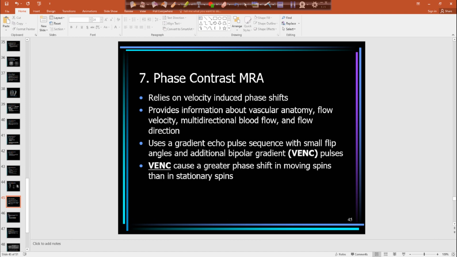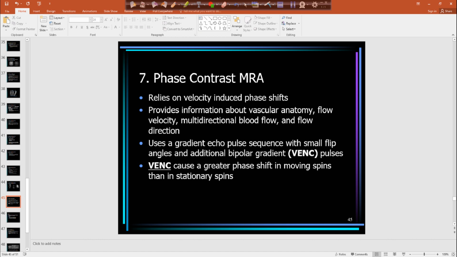All right. And then last but not least is our phase contrast MRA. Our phase contrast relies on velocity-induced phase shift. So remember, our blood flow is flowing at different velocities, right? Our aorta is the fastest. Then as you get out towards the periphery, our blood flow slows down. Our venous blood flow coming back to the heart is pretty slow also.